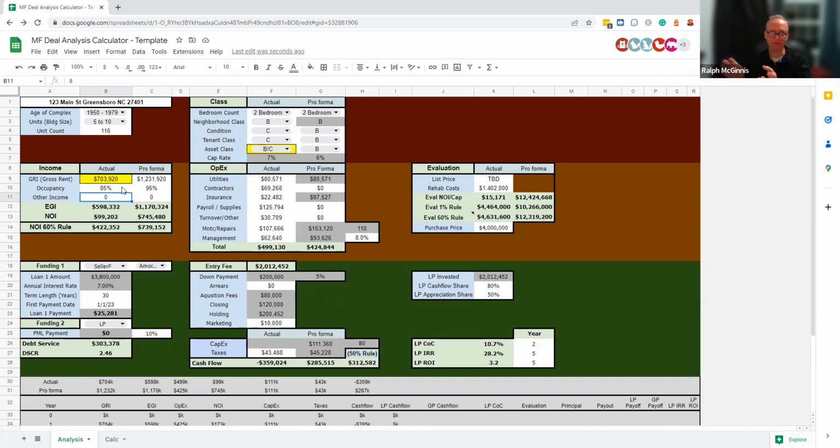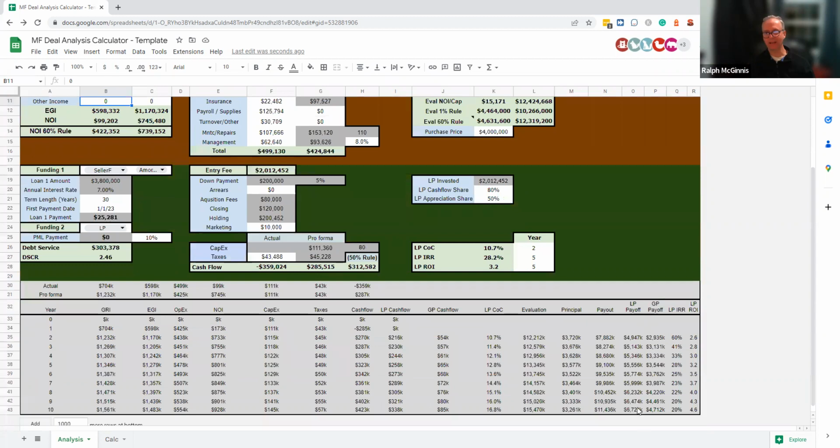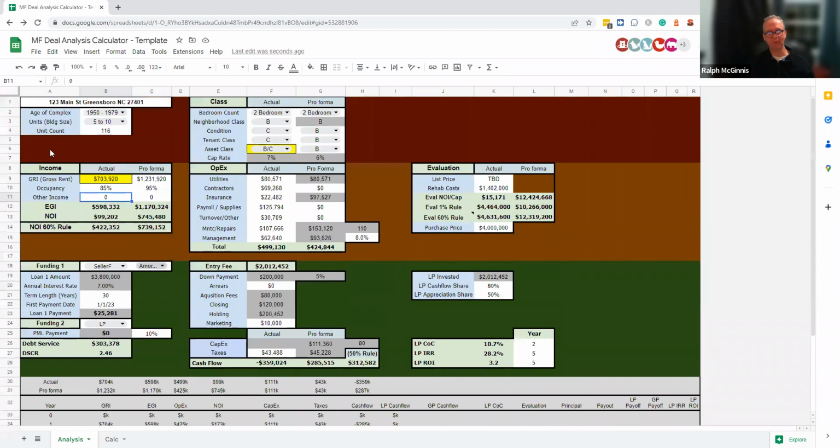And when you're done with the property and you exit, you end up with a nice paycheck at the end, so that you're making money month by month, and you're also making money on the exit when you basically force the appreciation by improving the NOI and by decreasing the cash flow.